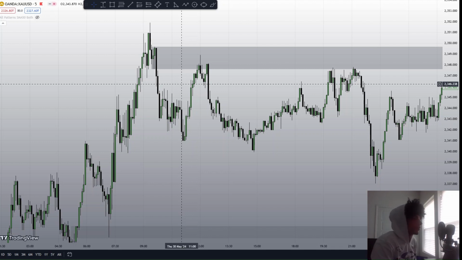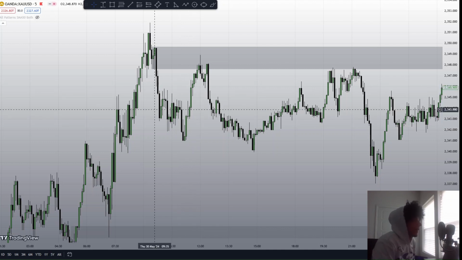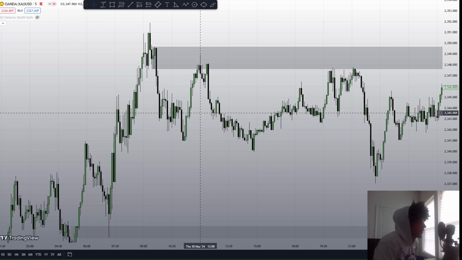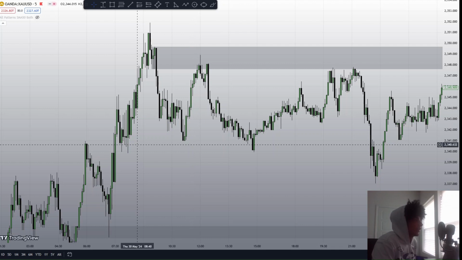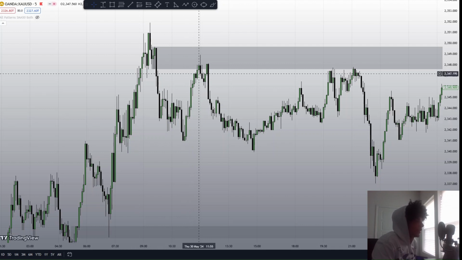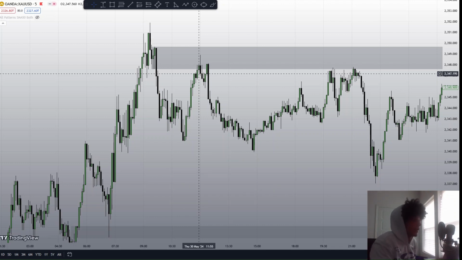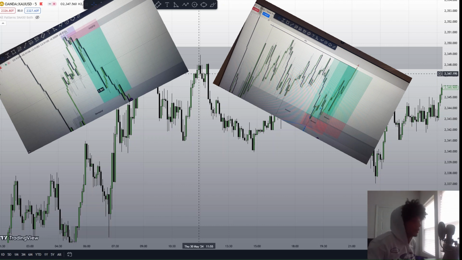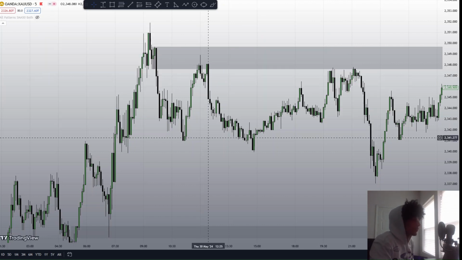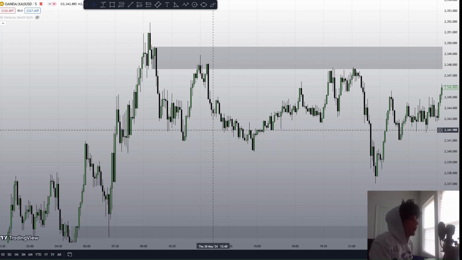Because there are two ways you can go about supply and demand zones, and this is what I used to do. I don't do it as often. Essentially, the moment it hits it, if it gives you an immediate color switch and starts showing you some pressure from whichever direction, you're in that. And I'll show an example either at the end of this video or right now of a trade where it gave me a color switch and boom, it was a huge trade, just to show you that it works. Or you can wait for the retest.